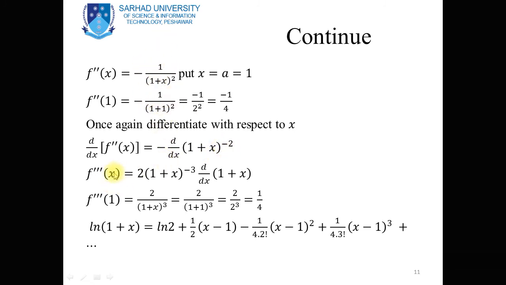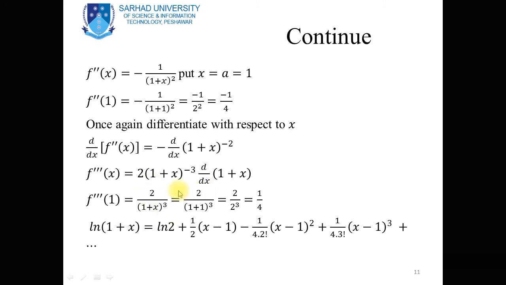And now the third order derivative. By using the power rule, multiplying the power minus 2 with the coefficients, we obtain the third order derivative of the function, which is equal to 2 into (1 + x) to the power minus 3, and the further derivative of the base. You see over here, the derivative of 1 will be 0 and the derivative of x will be 1. Now we obtain minus 2 divided by (1 + x) whole cube.